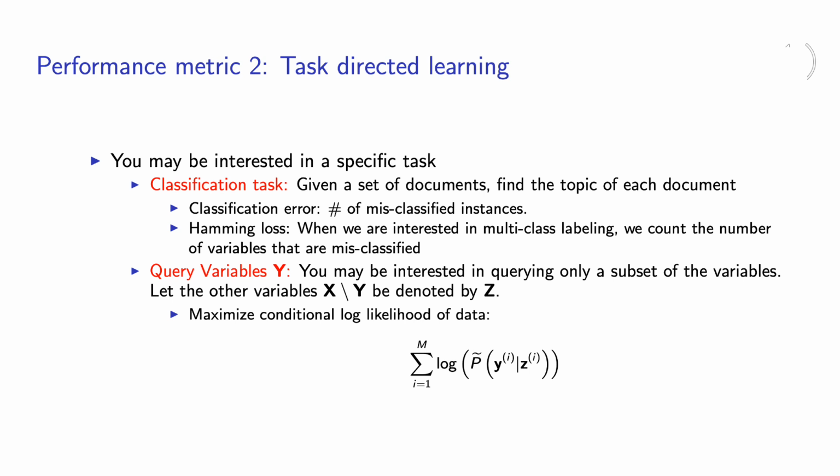In such situations, what we can do is change our objective function and try to maximize the conditional log likelihood of the data rather than maximizing the full log likelihood of the data that is defined over all the variables in the graphical model. The conditional log likelihood is only defined over the query variables given a value assignment to the non-query variables in the graphical models, which are denoted by Z. So Y are the query variables and Z are the non-query variables.